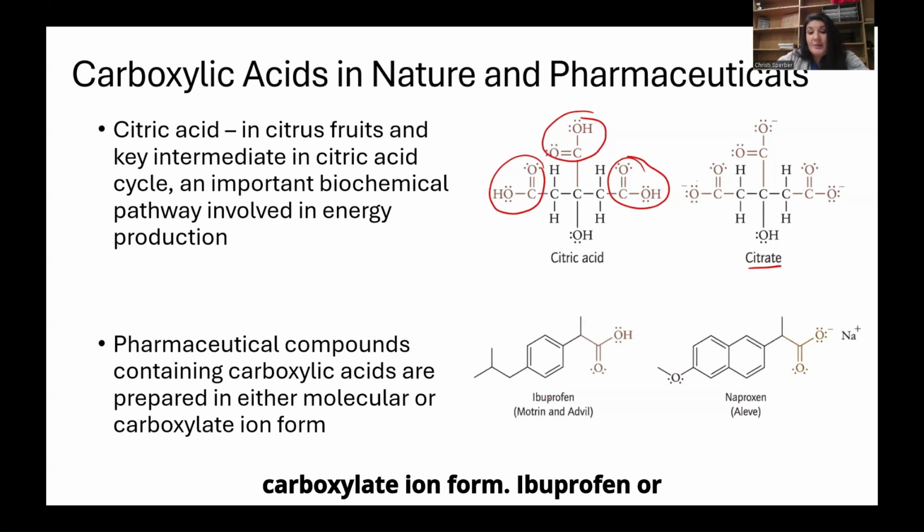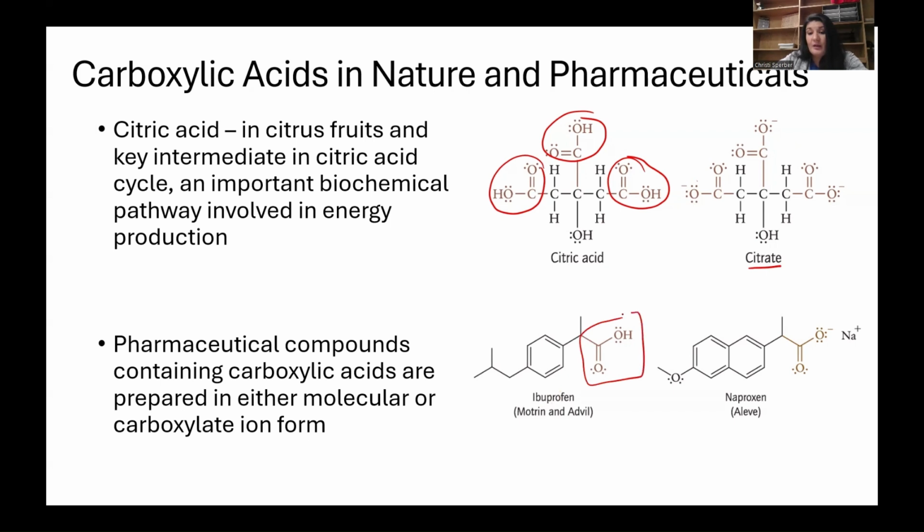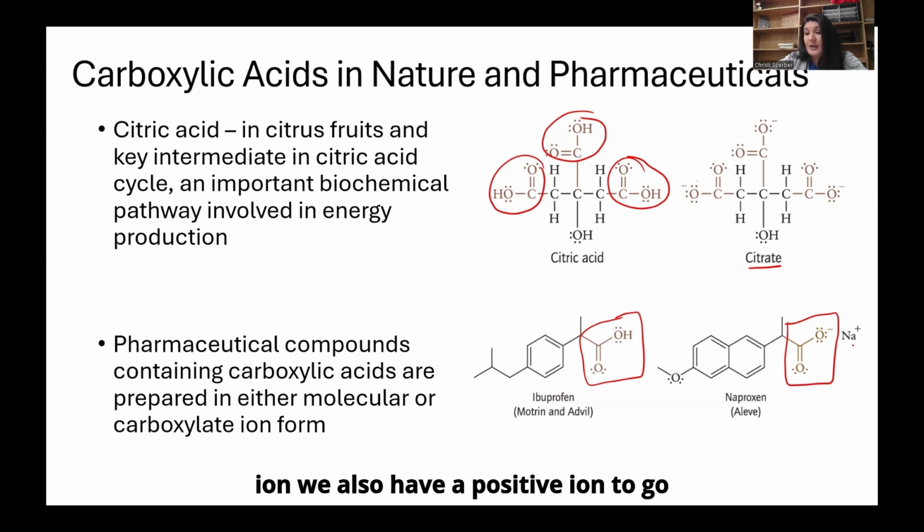Pharmaceutical compounds containing carboxylic acids are prepared in either the molecular or neutral state or the carboxylate ion form. Ibuprofen, or Motrin and Advil, have the carboxylic acid form. Naproxen, or Aleve, is the carboxylate ion form. And with the negative ion, we also have a positive ion to go with it, and a lot of the times it's sodium.